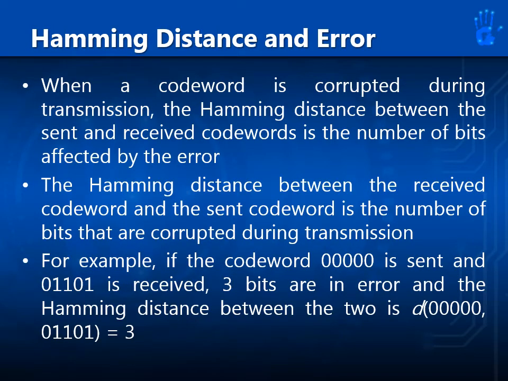Hamming distance and error. When a code word is corrupted during transmission, the Hamming distance between the sent and received code words is the number of bits affected by the error. The Hamming distance between the received code word and the sent code word is the number of bits that are corrupted during transmission. For example, if the code word 00000 is sent and 01101 is received, 3 bits are in error. And the Hamming distance between the two, with this notation, equals 3.